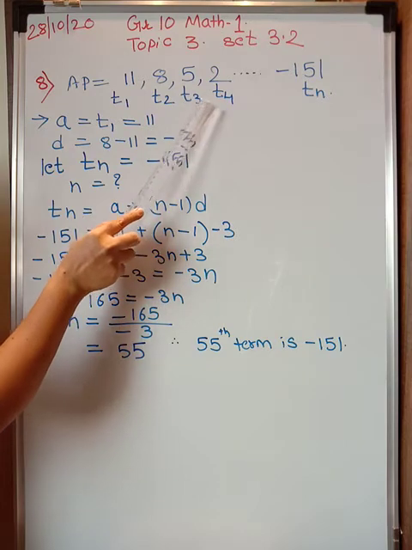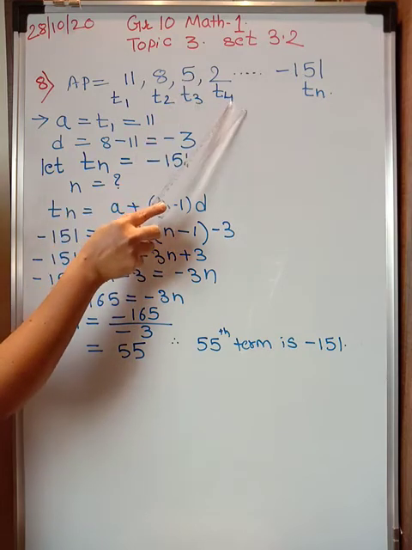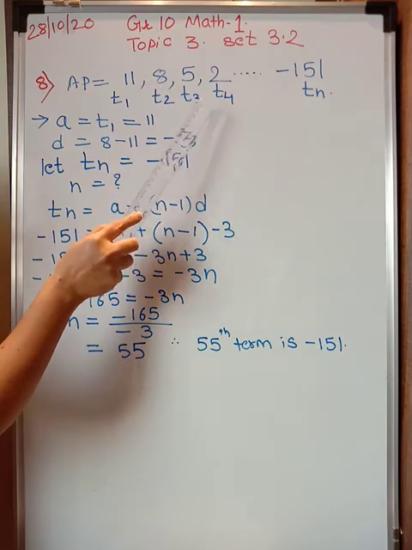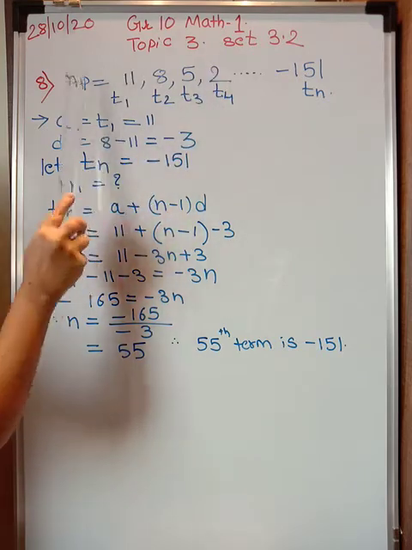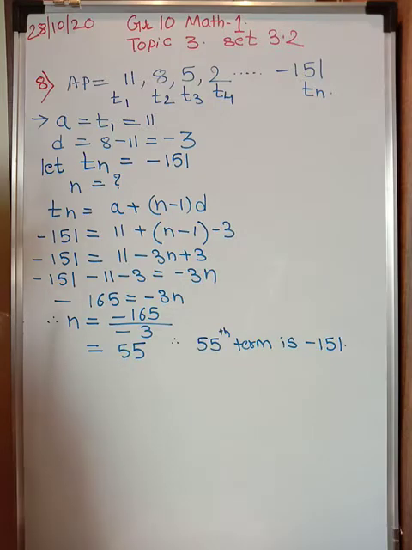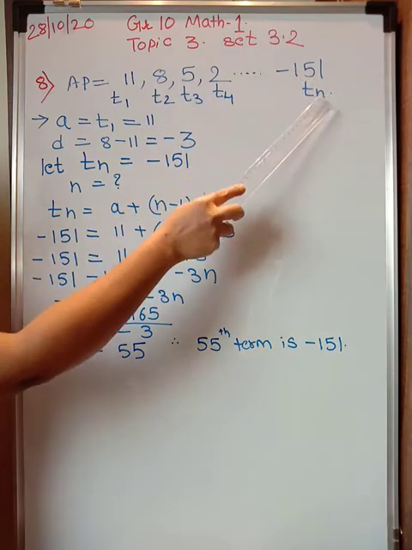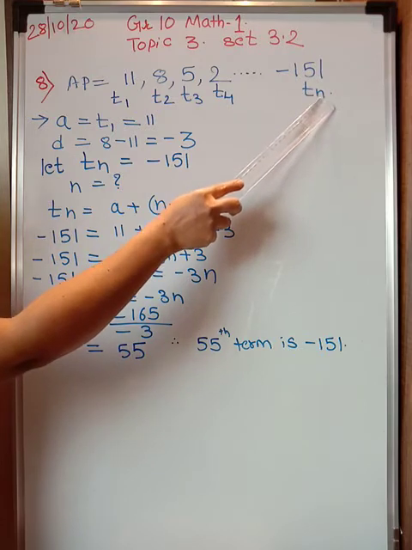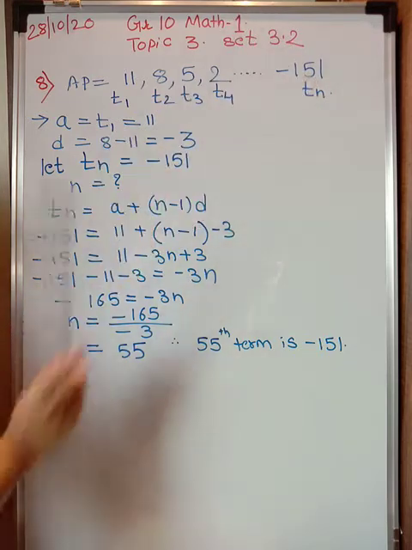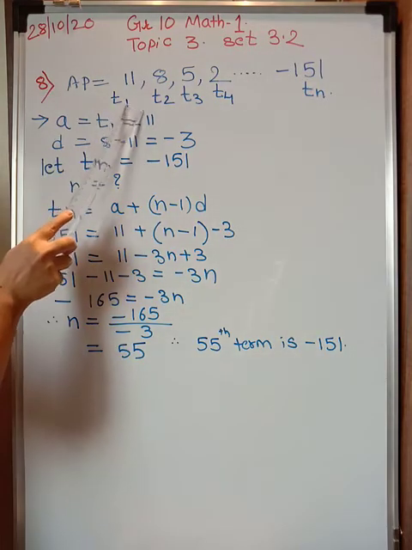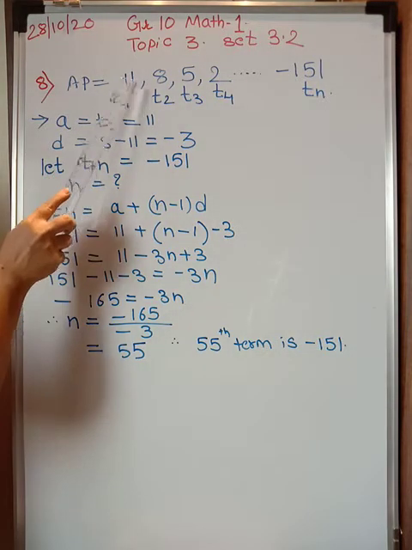This is T3. That means the third term is 5. The fourth term, 1, 2, 3, 4. So the fourth term means it is at the fourth position in the sequence. Are you understanding? So the nth position in the sequence is this. I want to find the position at which this term is there. Have you understood? Okay. Now what is A? A will be T1, the first term. We call it A or T1, which is equal to 11.